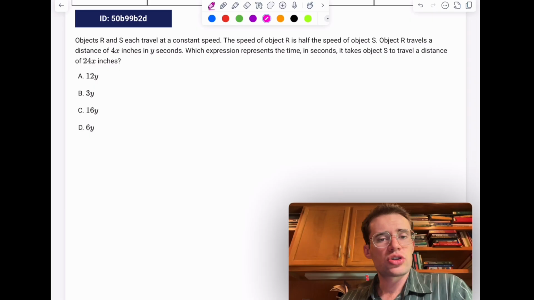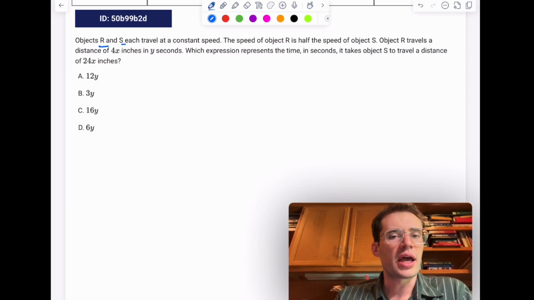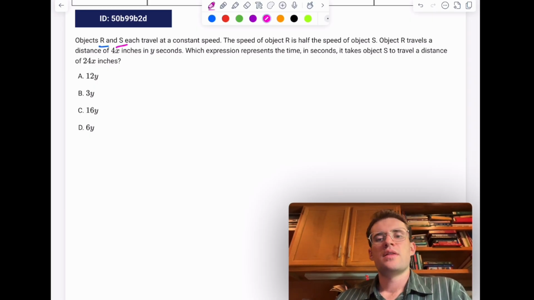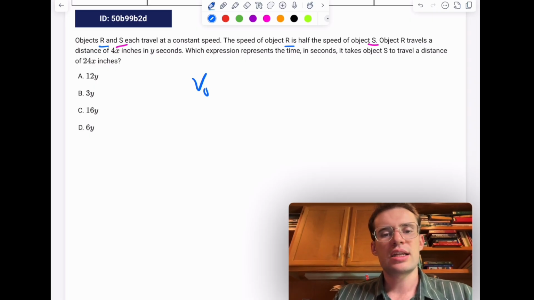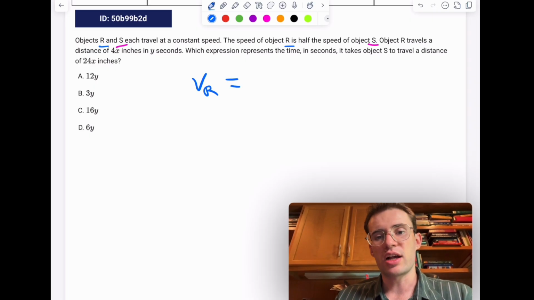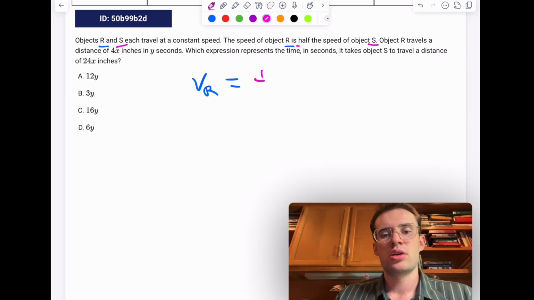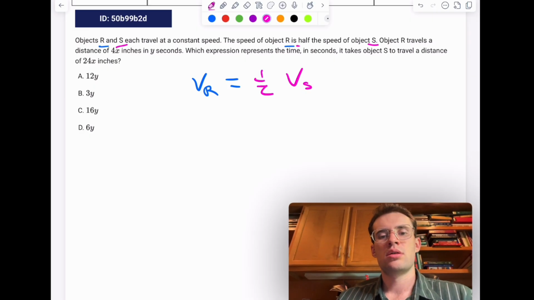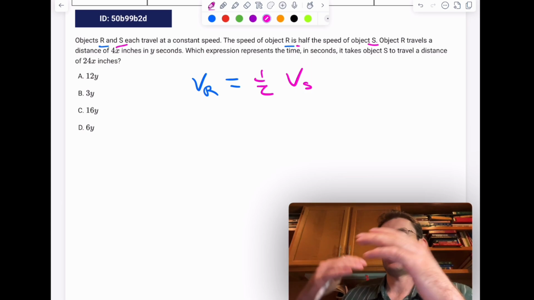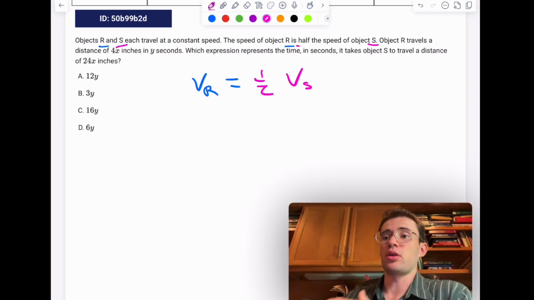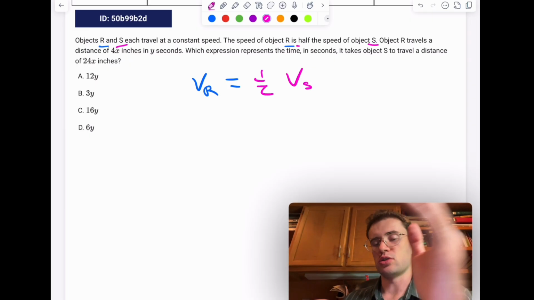Objects R and S each travel at a constant speed. Okay, R and S, let's do maybe 2 different colors for them. Travel at constant speed. The speed of object R is half the speed of object S. Okay, so R is slower, but we could say the velocity of R is equal to half the velocity of S, right? It is half the speed. So half of velocity S. Which again, velocity S being bigger means it's moving faster. So it will take less time to do things, right? Sometimes people will mess up velocity and time because they have kind of an inverse relationship. The faster you go, the less time something will take, and vice versa. If you take longer, that means you're going slower.